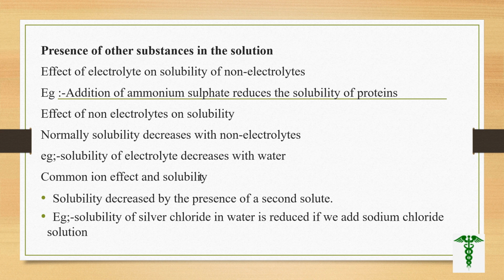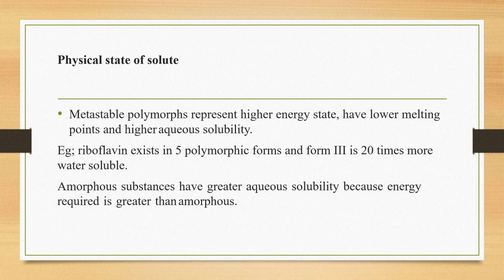Third thing we are telling about is the common ion effect. Common ion effect means, for example, if you are adding silver chloride in water to a solution having sodium chloride solution, the common ion is chloride. So if you are adding like that, solubility is decreased by the presence of the second solute. That is the common ion effect in relation to solubility.